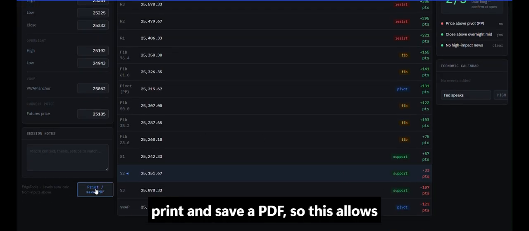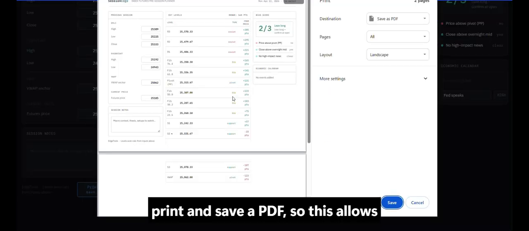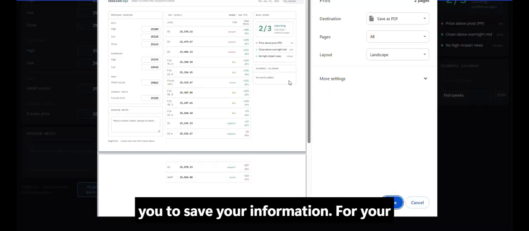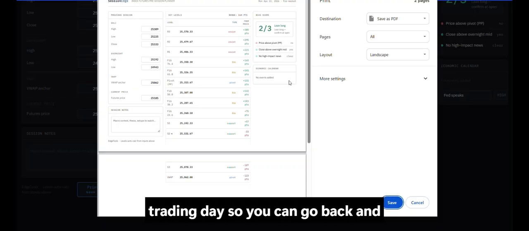The tool will also give you the option to print and save a PDF. So this allows you to save your information for your trading day. So you can go back and reference that for tracking what your trades look like.